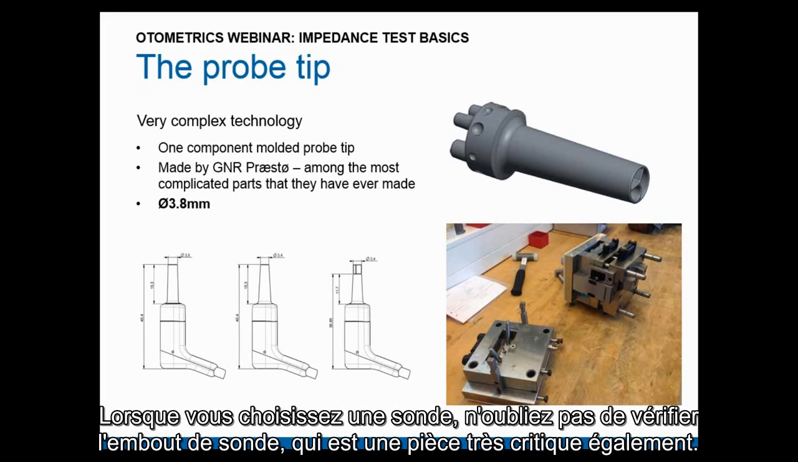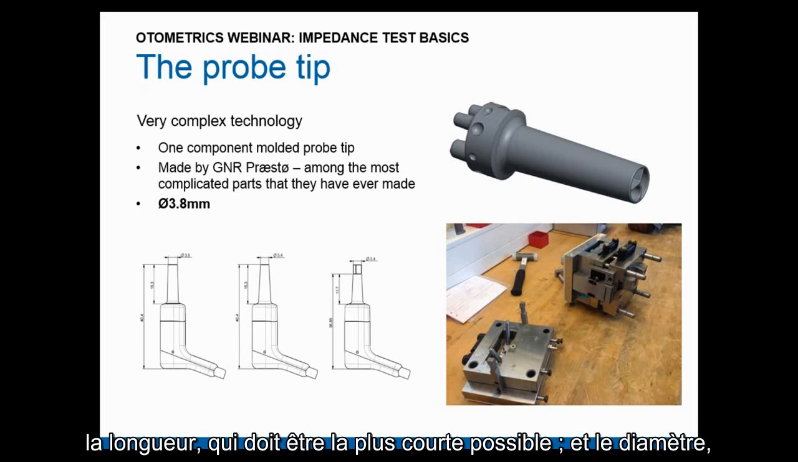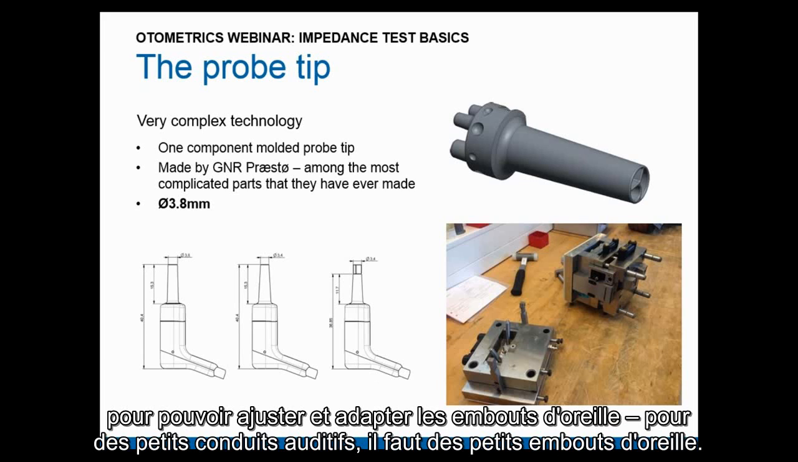So when you choose a probe, don't forget to take a look at the probe tip, which is a very sensitive part as well. Transparency lets you check if you have some earwax or liquid going into the probe, to make sure that you fix this issue between each patient. But also the lens, having a lens which is as short as possible, and also the diameter, just to make sure you can adjust and adapt the smallest ear tips for the smallest ear canal.